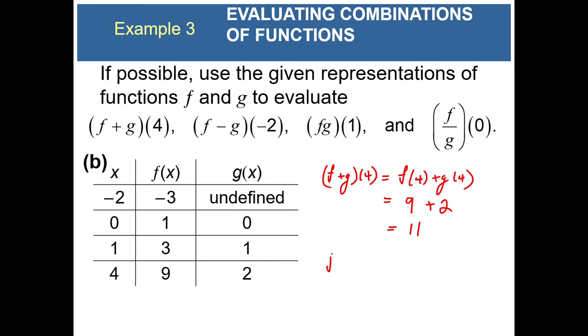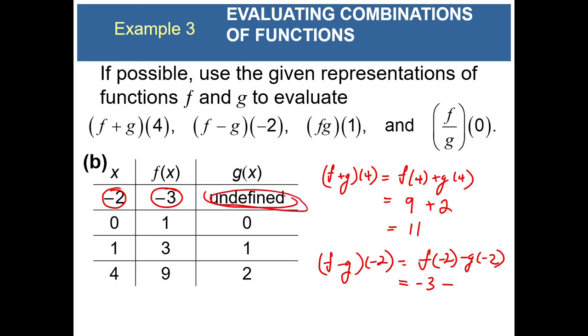Now let's try f minus g of negative 2. This is f of negative 2 minus g of negative 2. And we'll plug in f of negative 2 into the function. As we can see, if we plug in a negative 2 into the function, we get negative 3. And we're going to subtract g of negative 2, but wait a minute, that's undefined. So that implies this whole expression is undefined.